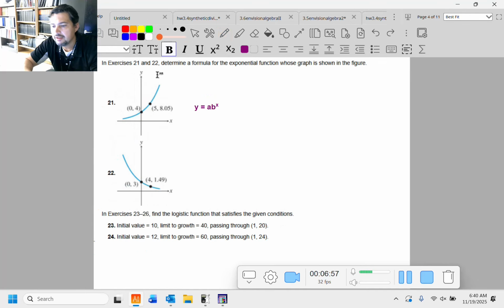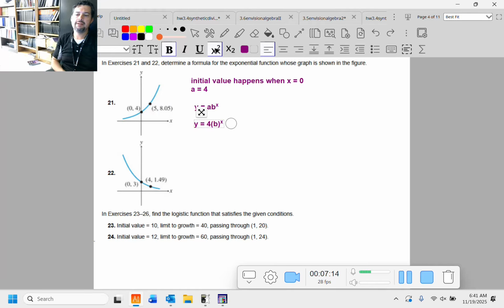Looking at this graph, your initial value happens when x equals 0. So A is 4. Okay, so I can write y equals 4 times b to the x. And I haven't quite figured out what b is yet. But what I can do is plug some numbers in. I'm looking at the second ordered pair, and y is 8.05 when x is, I believe, 5.